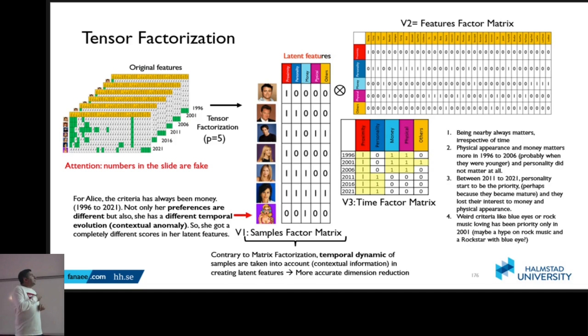1996 to 2021, she always wanted a sugar daddy. So, her preferences didn't change at all. So, she is not dependent, and her temporal evolution is different from the temporal evolution of other normal guys. Their preferences together changed from physical appearance to personality. But Alice always was the same. So, we have a more accurate dimension reduction, because we have taken into account this contextual information.